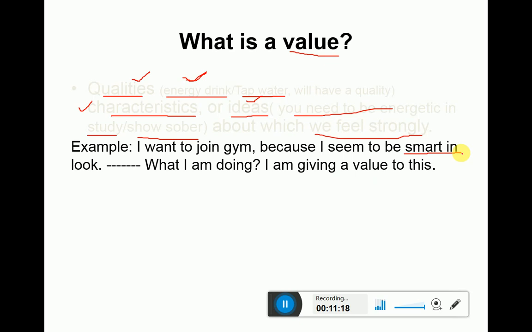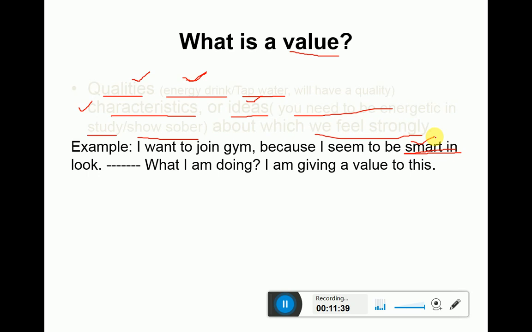Is it that? That is the value, simply stated. Why? Because I want to look smart, therefore it means I give value to this. That is simply known as your value.